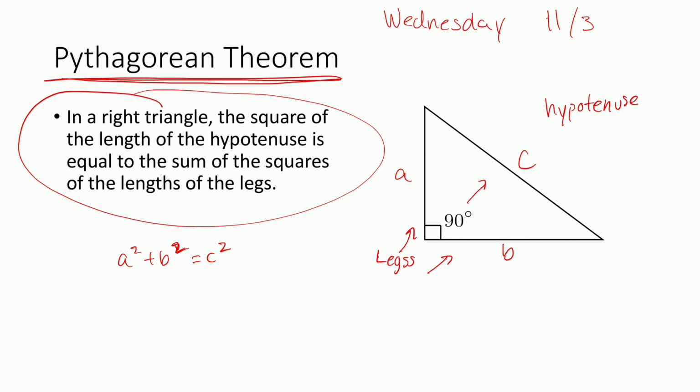Right? So I want you to write this down. Right? So when we have the Pythagorean theorem, we also have really easy, quick ones that we can look at really fast. These are called our Pythagorean triples.